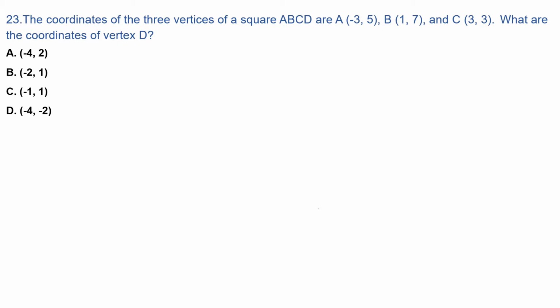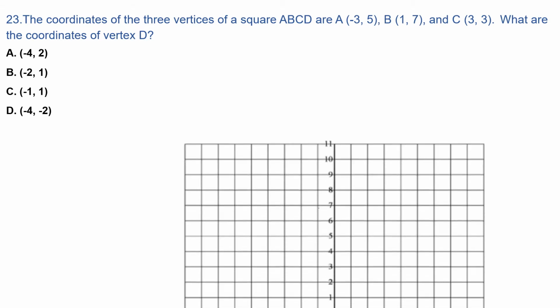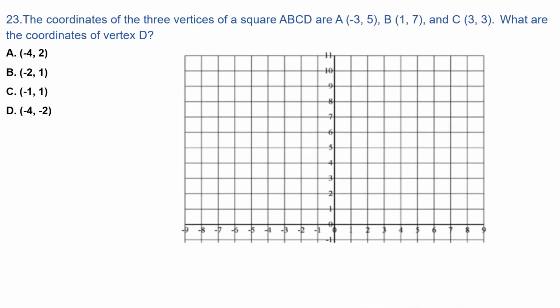Let's take a look at number 23. It says the coordinates of the three vertices of a square are A (-3, 5), B (1, 7), and C (3, 3). What are the coordinates of vertex D? When you take your end of course test, you will be given graph paper or a work folder with a grid on it where you can graph ordered pairs. So I'm going to pull up this graph here. The first thing we're going to do is plot these points. Point A is (-3, 5) here. B is (1, 7) right here, and C is (3, 3) right here.